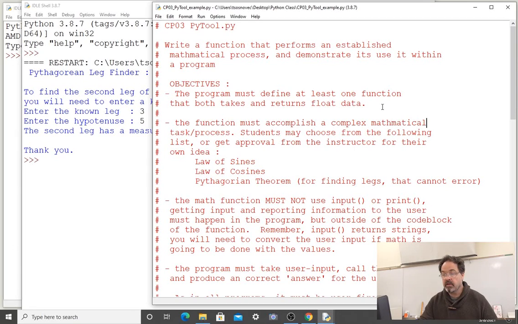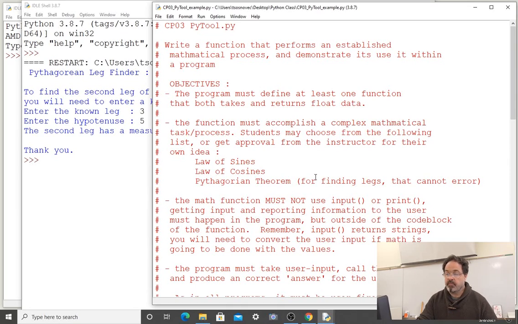Let's read the objectives. The program must define at least one function that takes and returns float data. So the function that does the calculation is the one that's being talked about here. It took the measure of a leg and the measure of a hypotenuse. It performed the calculation, used the Pythagorean theorem in a few lines of code, and then it returned the answer. The function that did the calculation did not interact with the user, meaning it didn't print anything within it, and it didn't ask for input within that function.